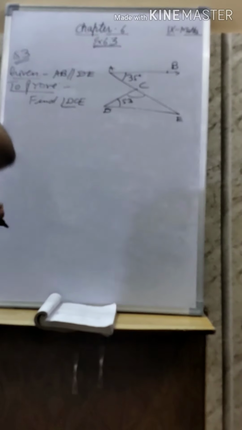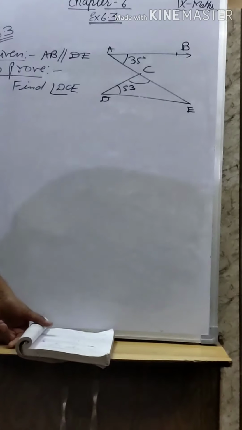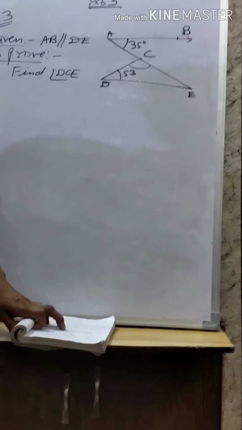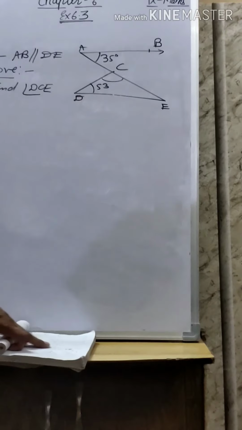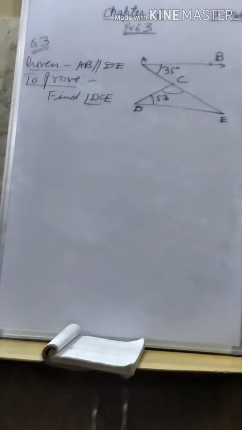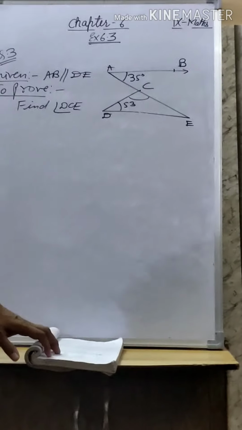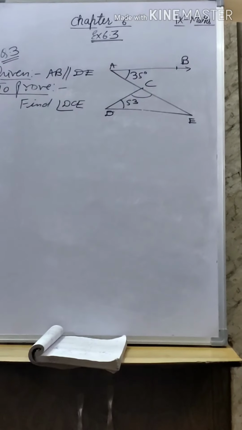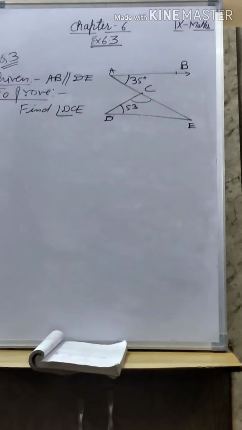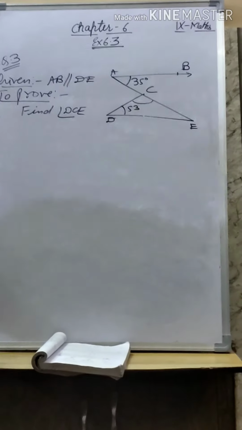Last time we started exercise 6.3 and covered one or two results. One is the angle sum property of a triangle, and the second is that if two lines are parallel, alternate angles are equal, corresponding angles are equal, and the sum of the two angles on the same side of the transversal is equal to 180 degrees. These are called co-interior angles.